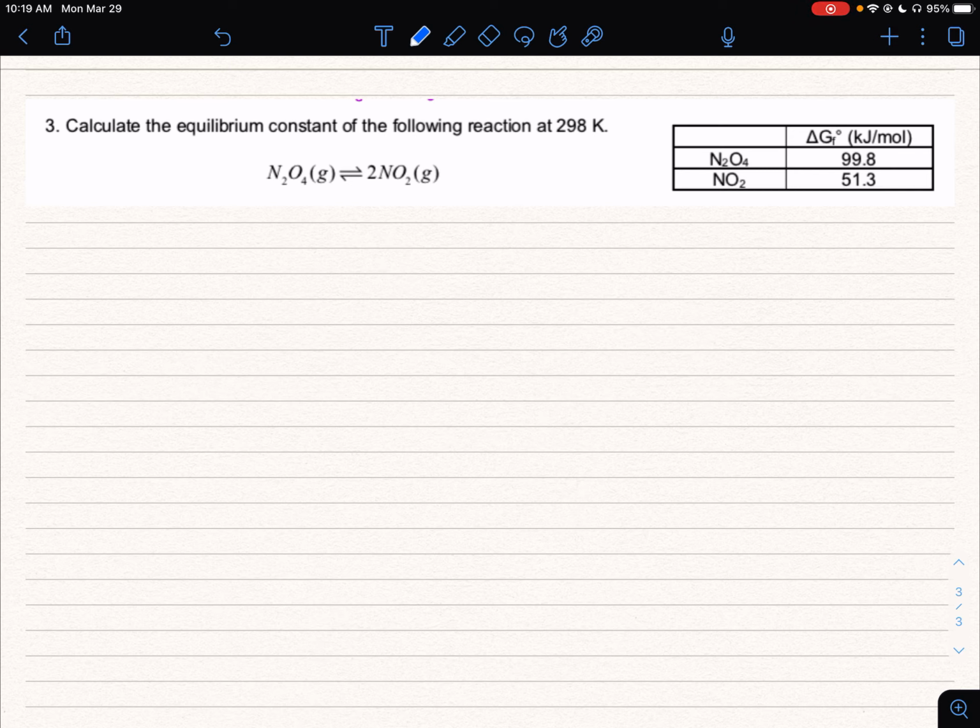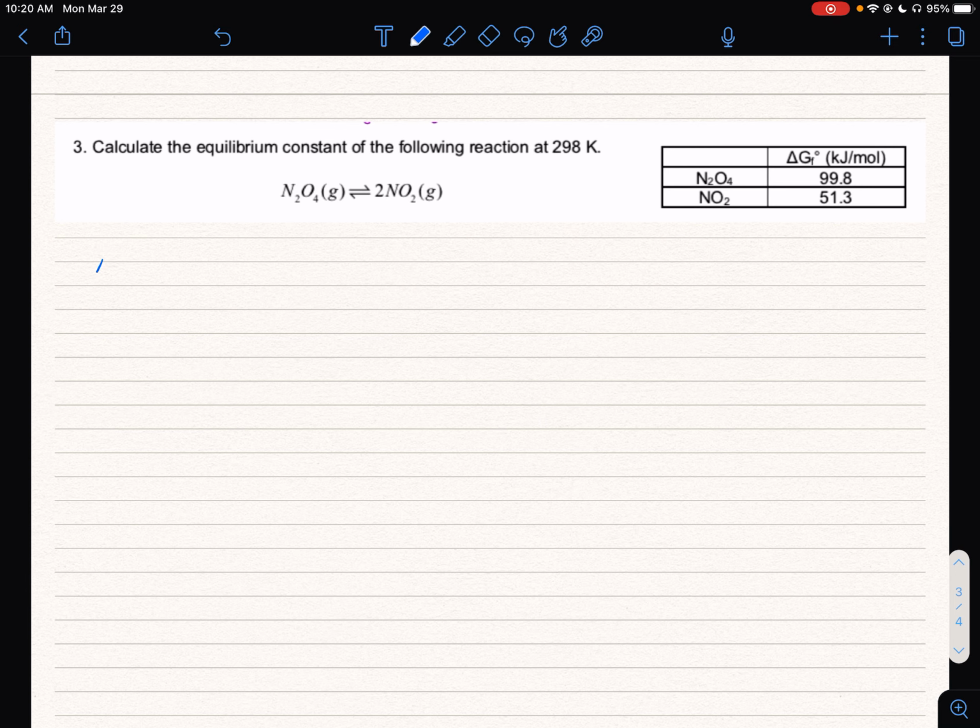So in this video, we're going to solve this problem where we're asked to calculate the equilibrium constant of the following reaction at 298 Kelvin. And what we're given are delta G's of formation values for our reactants and products. So to start off, we might want to remind ourselves of the equation we're going to use.